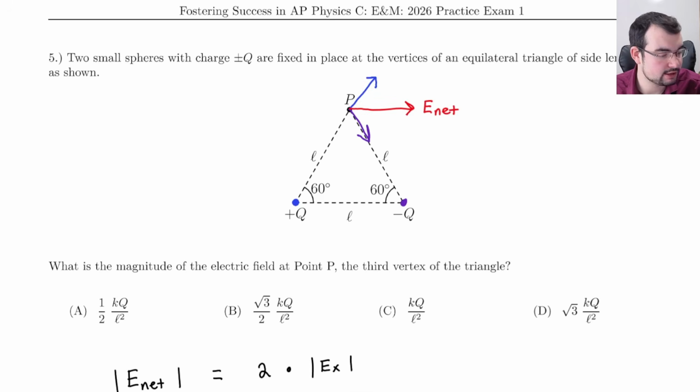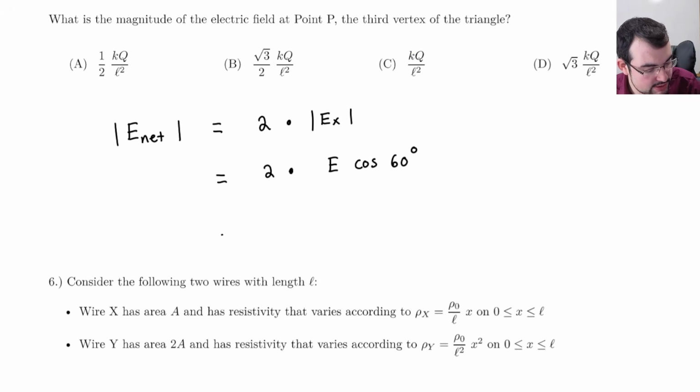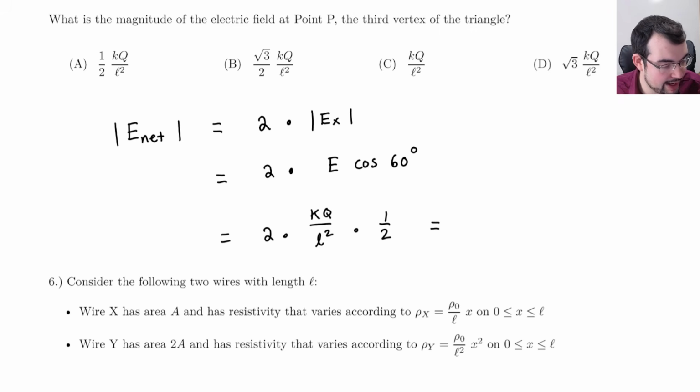Because we have 60 degrees everywhere, because it's a nice equilateral triangle. So this angle up here is 60, the polar angle. And then what is E from a point charge? Well, E from a point charge is just kQ over r squared with our distance L. And cosine of 60 is 1/2. Take that into your calculator if you don't trust your unit circle skills.